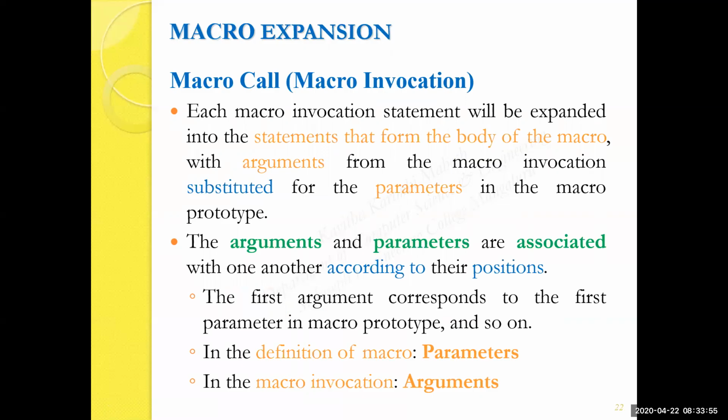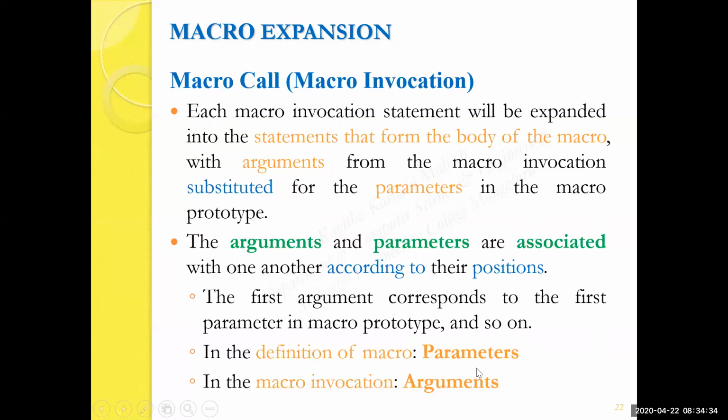Whenever a macro invocation statement is encountered by a macroprocessor, it will be expanded by replacing the corresponding statement with statements that form the body of the macro. And all macro parameters will be replaced with the arguments based on the position. That is, the arguments and parameters are associated with one another according to the position. That is, first argument corresponds to first parameter in the macro prototype. Second argument corresponds to the second parameter in the prototype, and so on.